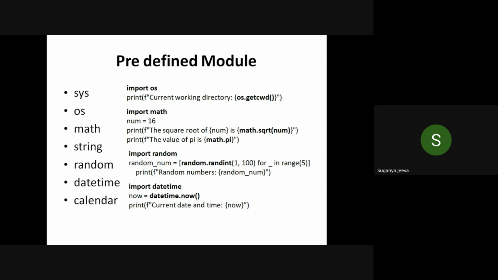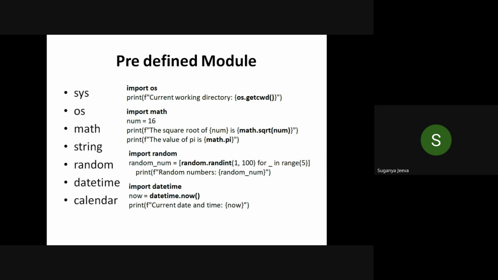Here I give a sample program for OS. Import os. In the morning we saw the rename and remove functions. Here I'm giving getcwd. CWD is the current working directory, so if you give the OS module name dot getcwd, it will give the current working directory name.